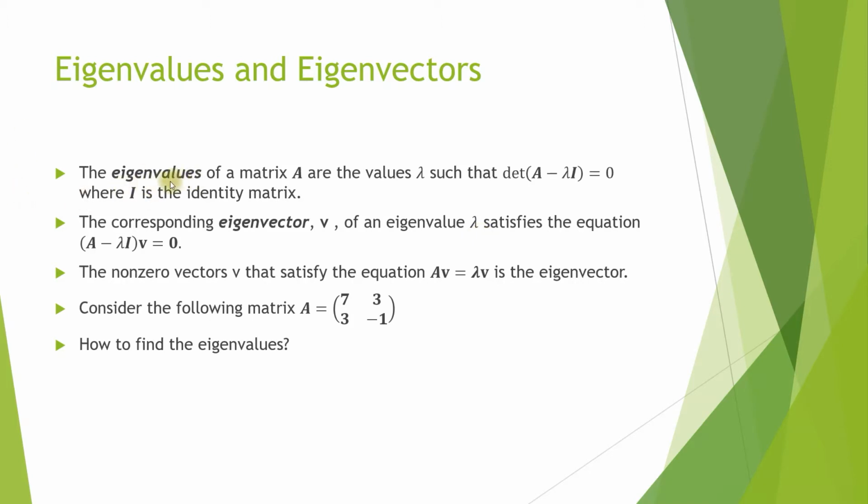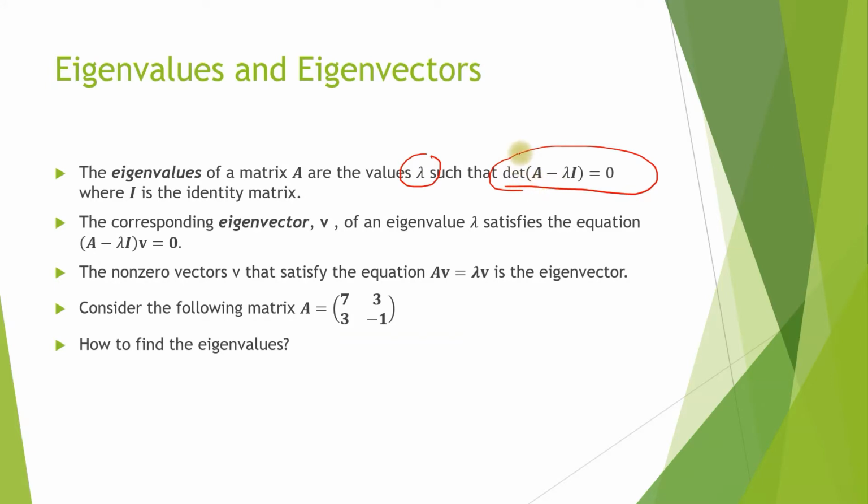What are eigenvalues? The eigenvalues of a matrix A are the values that we refer to as lambda, such that the determinant of the matrix A minus lambda times the identity matrix equals 0. Now, the eigenvalues are specific values lambda which satisfy that equation here.